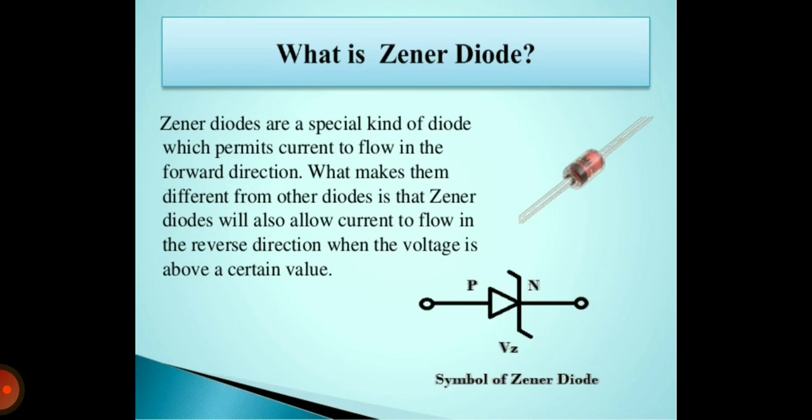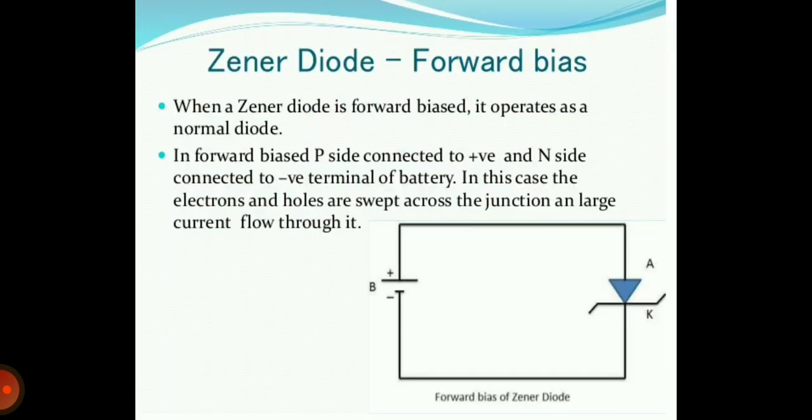When P is connected to positive and N is connected to negative, then it is called forward biasing. When opposite connections are made, then it is called reverse biasing.